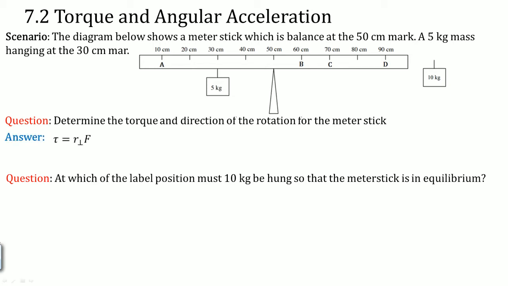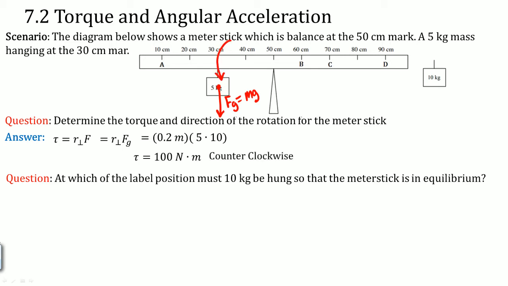The answer. You're going to use the torque equation, radius perpendicular times force. And the force here is going to be the force of gravity, F_G, on the 5 kilogram object. So we plug in the values, because again, force of gravity is mass times gravity, which is 10 in this case. I just rounded up. Here you should get the value of the torque is 100 Newton meter. And notice it is going this way, so it's going to rotate this way, which is going to be counterclockwise.